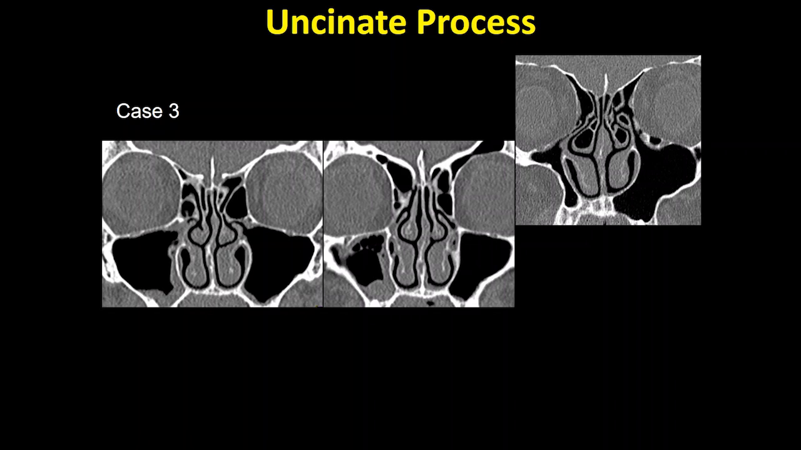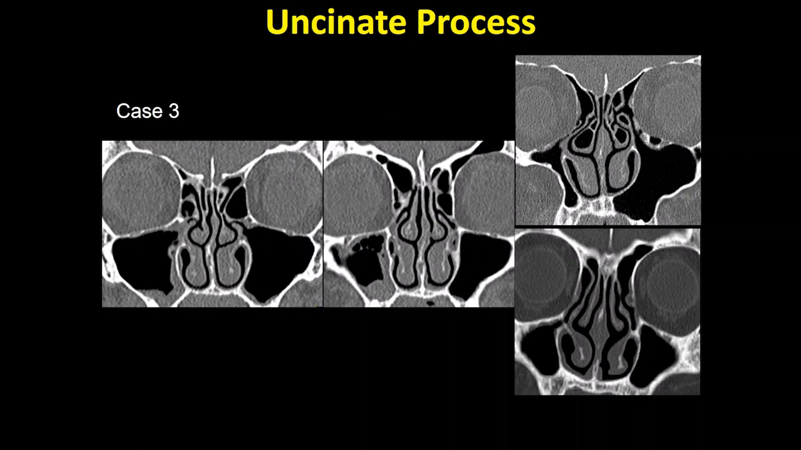Superiorly, the attachment of the uncinate process is variable. Thus, it can attach to the lamina papyracea, in which case the infundibulum is closed superiorly, a pouch termed the recessus terminalis. If, however, the uncinate process attaches to the skull base or the middle turbinate, the frontal sinus now opens into the infundibulum.